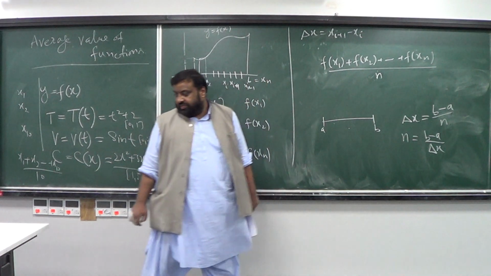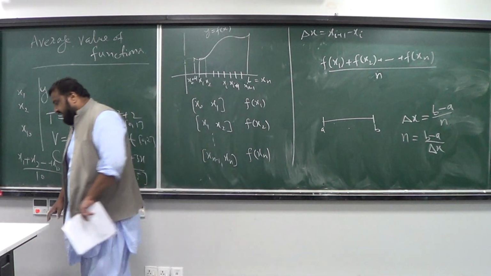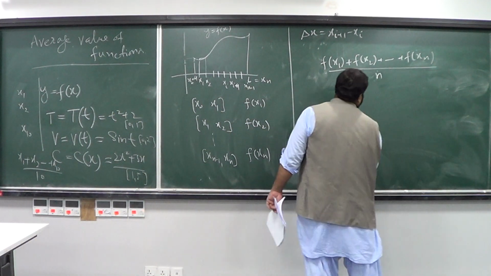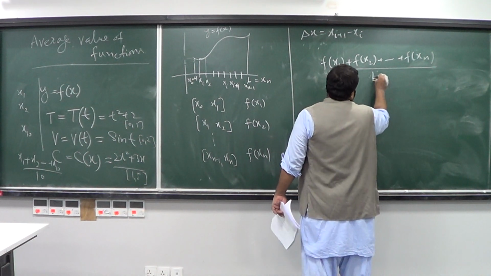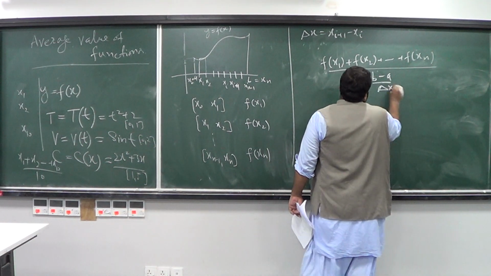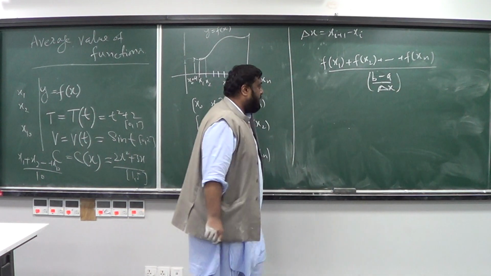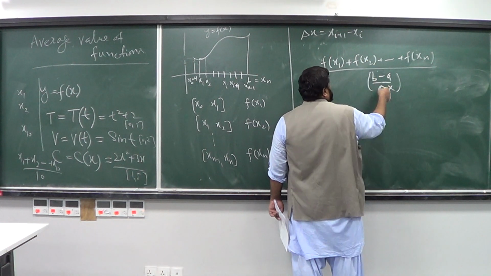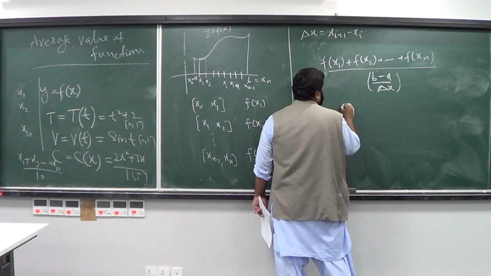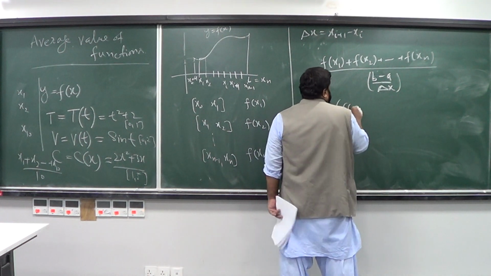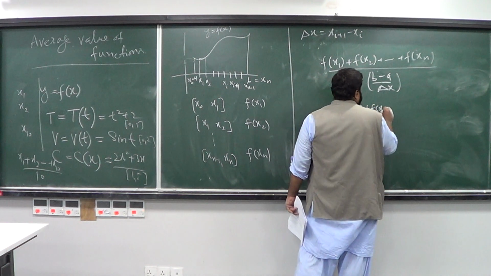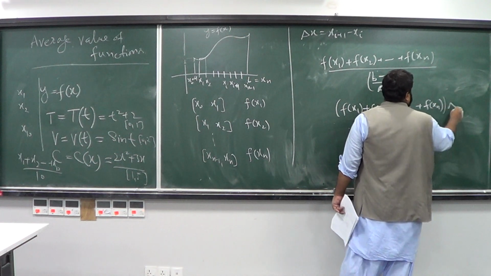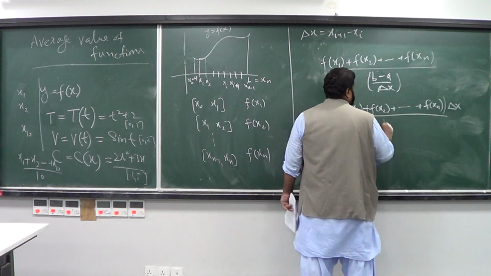So if I wish, in the place of n, I can substitute (b minus a) over delta x. So this is the major fraction. This delta x will be multiplied with this sum. So when you simplify this, you get f of x1 plus f of x2 plus so on and so forth, f of xn, multiplied by delta x and everything divided by b minus a.